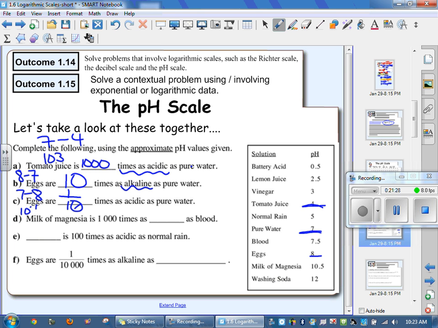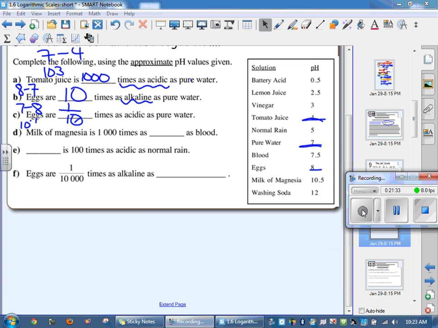Milk of magnesia is 1,000 times as what as blood? Are we going to say it's 1,000 times as acidic or alkaline as blood? Let's take a look at the numbers we're comparing. Milk of magnesia is a 10.5, and blood is a 7.5.